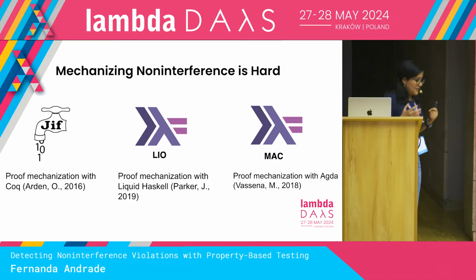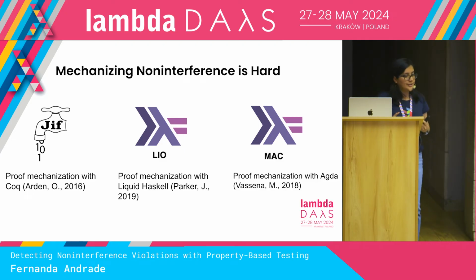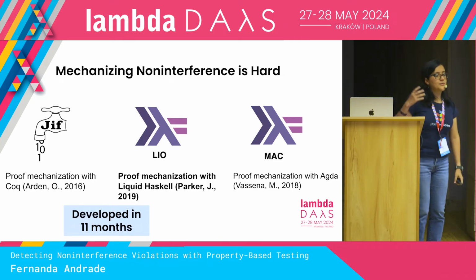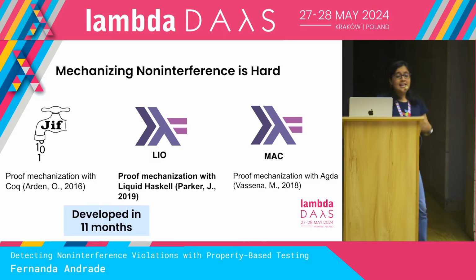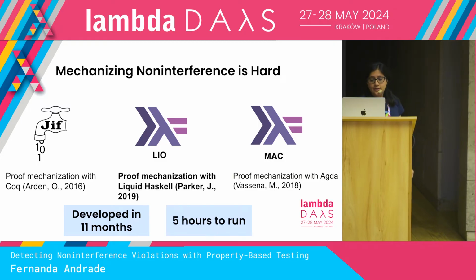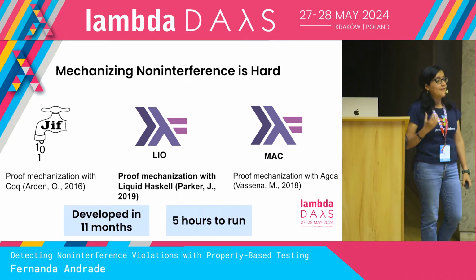However, even though that's great, formalizing a tool or a library is super hard. It takes a lot of time and effort to be able to guarantee that a tool is correct. In particular, a case that I want to discuss is LIO, which was recently formalized with Liquid Haskell. It took 11 months just to finish the mechanization of this tool. And actually, running this mechanization takes 5 hours.